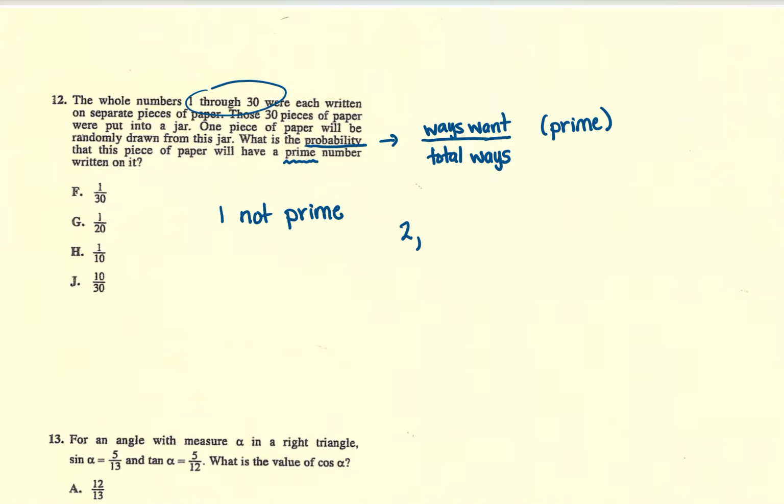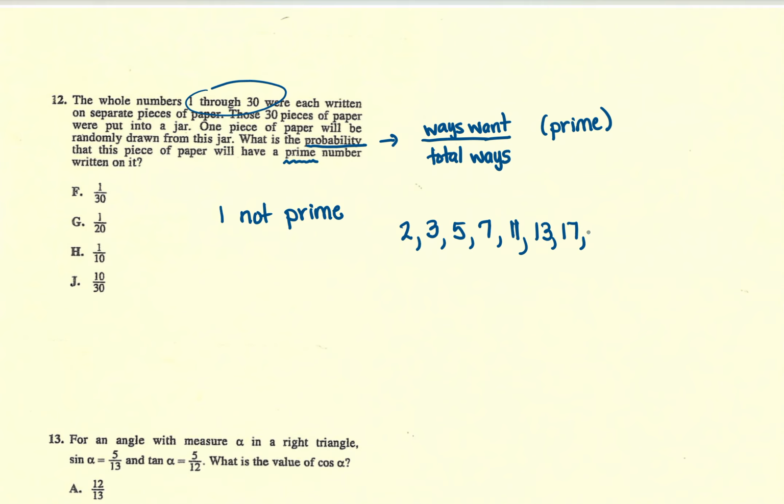2 is prime because only 1 and 2 go into it. 3 is prime because only 1 and 3. 5 is our next prime number. 7, so you're looking for numbers that nothing else goes into. Like 8's not prime because 4 and 2 go into it. 9's not prime because 3 goes into it. But 11 is prime. 13 is prime.